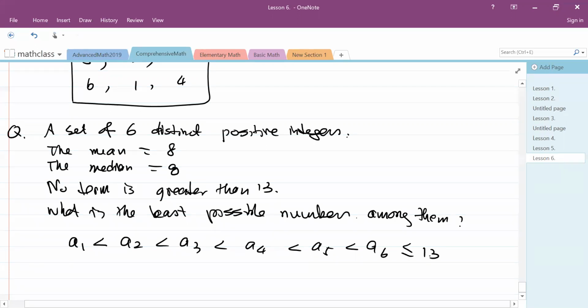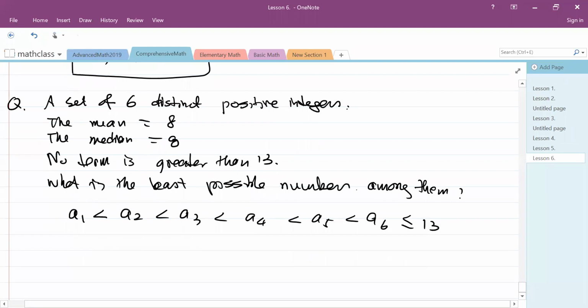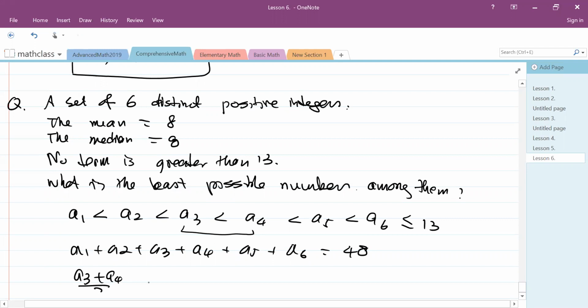Because all those 6 numbers are not larger than 13. So first thing you have to do is you add. You have to use those conditions, right? A1 plus A2, A3, A4, A5, A6, the sum is going to be 6 times 8, 48. Otherwise, the mean is not going to be 8. Another thing is the median. It's 8. That means A3 plus A4 divided by 2 is 8.